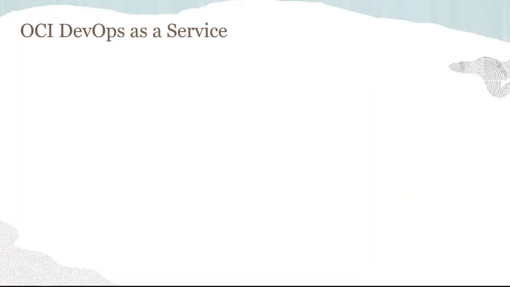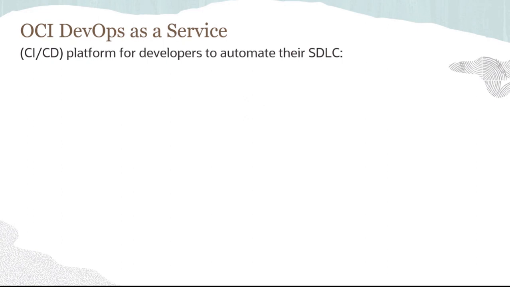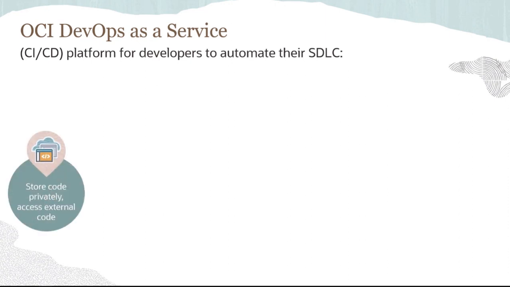Let's understand OCI DevOps as a service in more detail. The Oracle Cloud Infrastructure DevOps service is an end-to-end continuous integration and continuous delivery platform for developers. This service makes it easy to build, test, and deploy software and applications on the Oracle Cloud. With the help of OCI DevOps service, you can create private code repositories to store and manage source code.